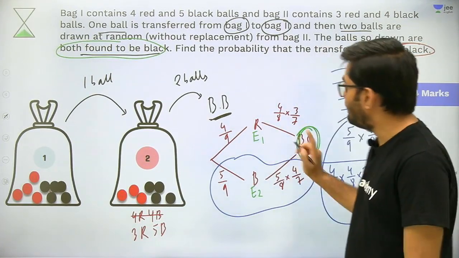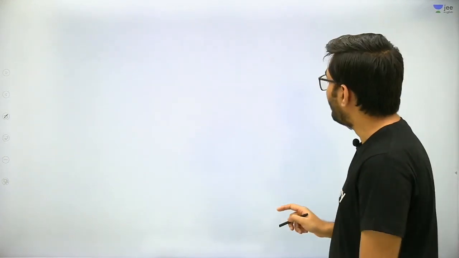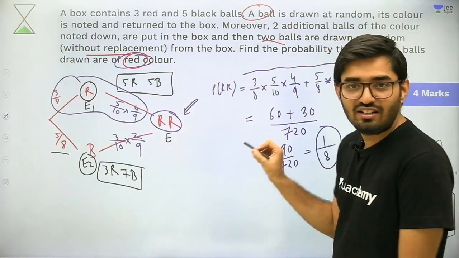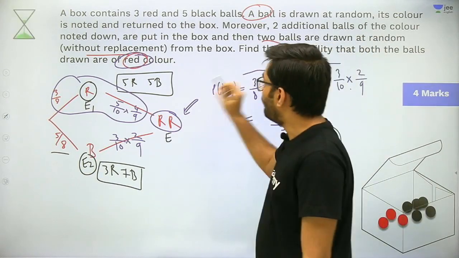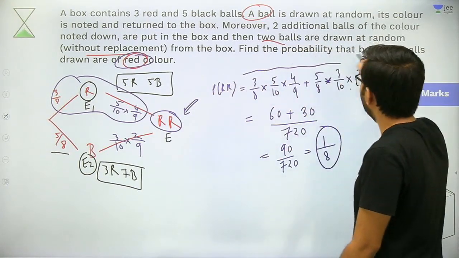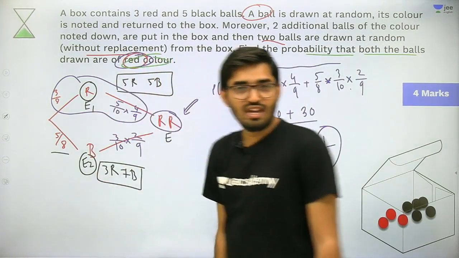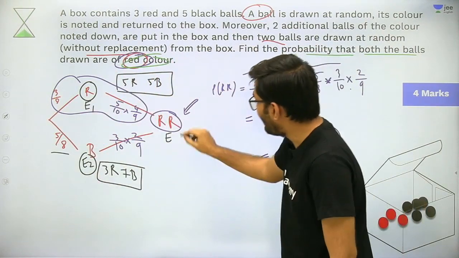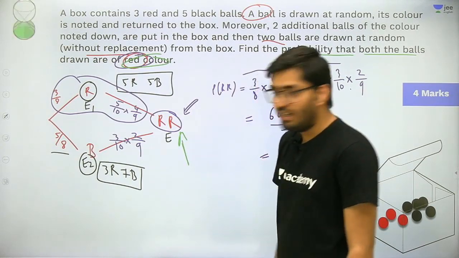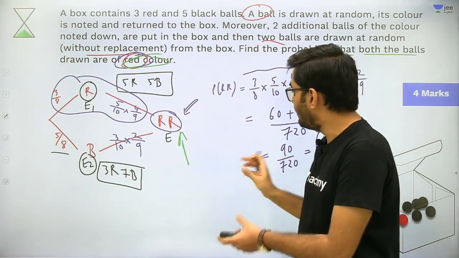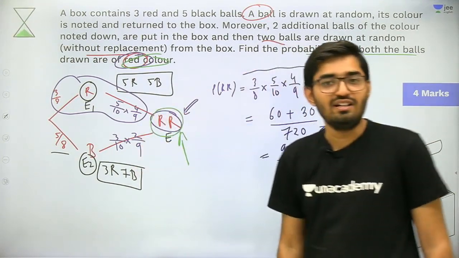This question was about Bayes theorem. So once again I am saying, whenever they are asking about the end result, see in this question, what was the question? Find the probability that both the balls which are drawn are of red color. So they are asking about something that is happening at last, the end result, that is, both of them are red.